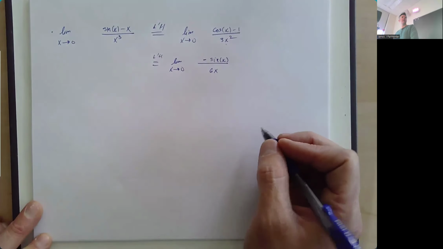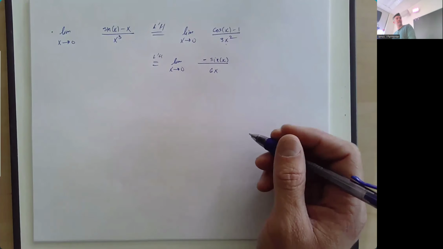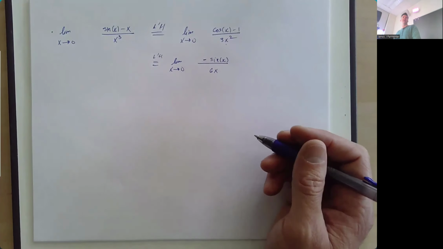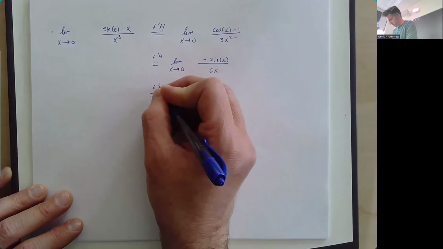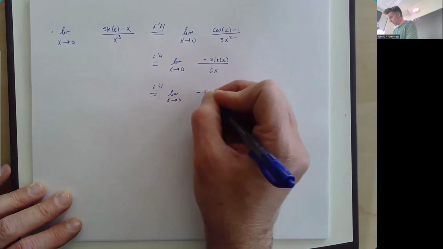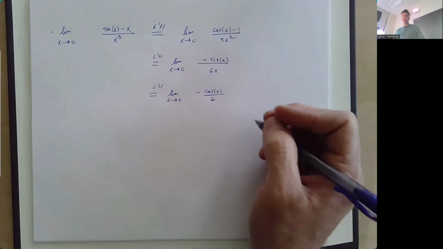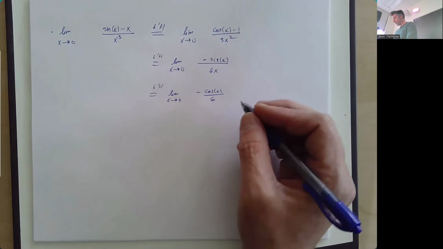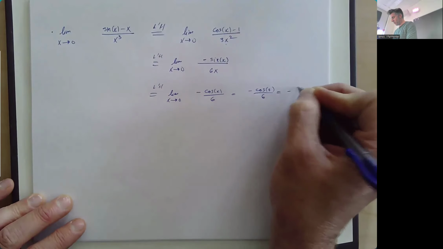Here you could probably actually switch gears if you wanted to and say it's negative 1/6 times sine x over x. We know the limit as x goes to 0, sine x over x is 1. Or you could use L'Hopital's rule one more time. You get the limit as x goes to 0 of negative cosine of x over 6. And now we can't use L'Hopital's rule anymore because it's not a 0 over 0 type. If you plug in 0, you get negative cosine of 0 over 6, which is negative 1/6.